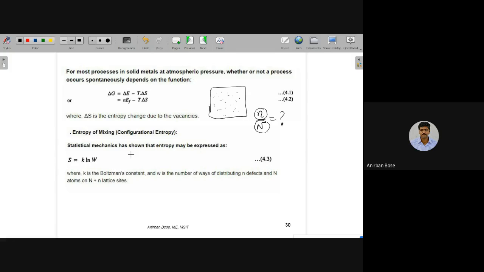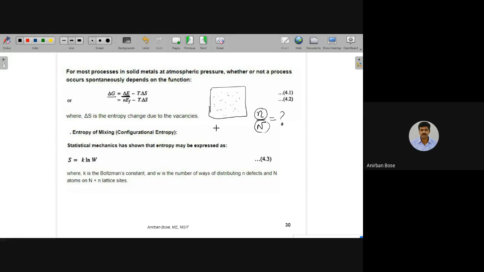So let us try to estimate what is the fraction. We know that it is a very small fraction, but what is that fraction? To do that calculation, let us see the expression of the change of energy. Change of energy means, if there is no defect and if there is defect, then what is the change of free energy? That change of energy will definitely be because of those defects.